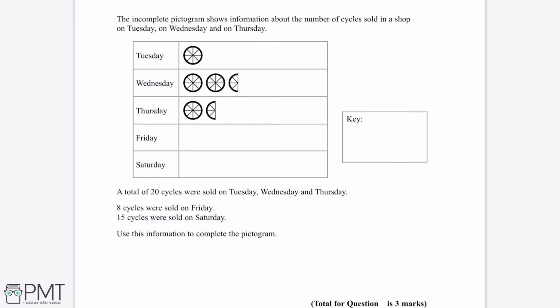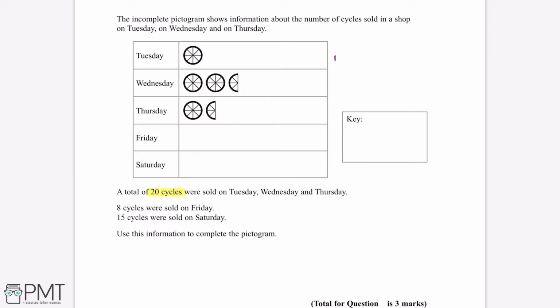So in this pictogram, each one of these circles represents a certain number of cycles. So we want to work out how many cycles each one of these circles is equal to. So we've been told that 20 cycles are sold on Tuesday, Wednesday and Thursday. So we can start off by counting the number of circles there are in the Tuesday, Wednesday and Thursday row.